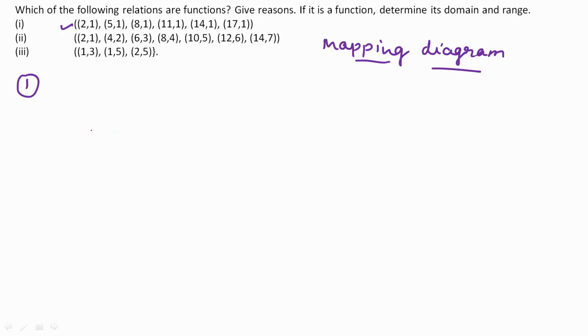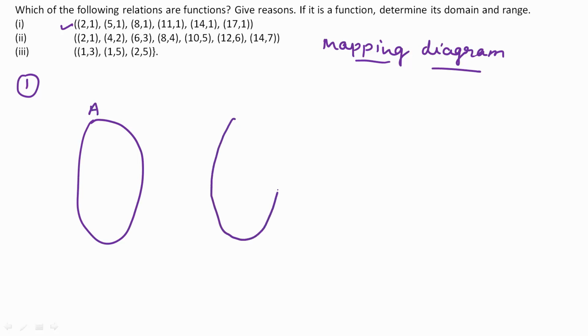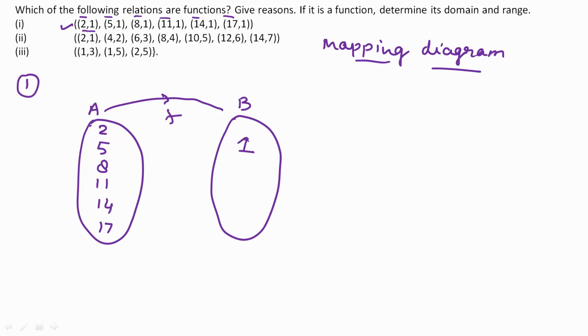So the mapping diagram of the first question is, this is your set A and this is your set B, and the function is defined from A to B. Suppose this is the ordered pair (2,1), where 2 is an element of set A and 1 is an element of set B. So we can write here 2, 5, 8, 11, 14 and 17, and here we write 1. 1 is a single element from set B.